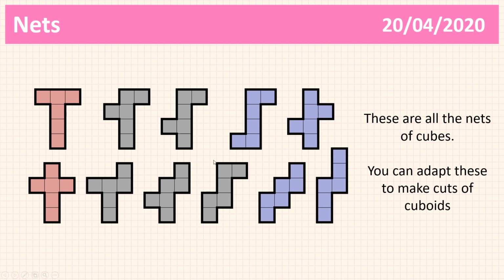Obviously, you can adapt some of these to try and make cuboids. So for example, this one, if you change these 4 in the middle into rectangles, you'll just make a net for a cuboid. Very useful to know these kind of tips and tricks.